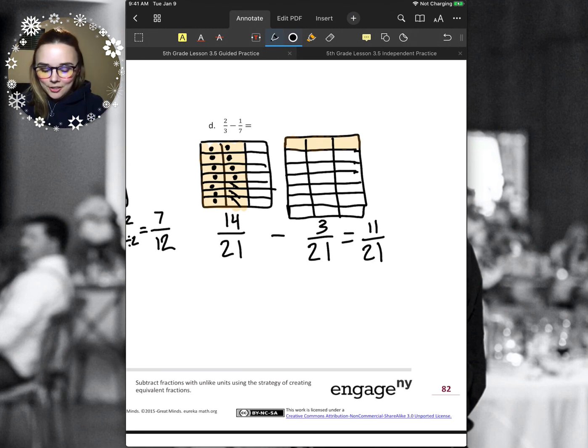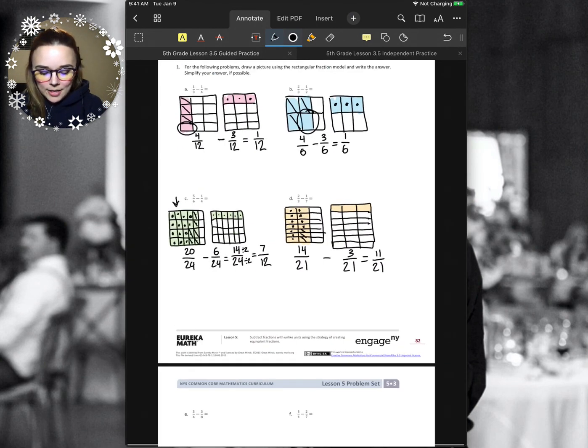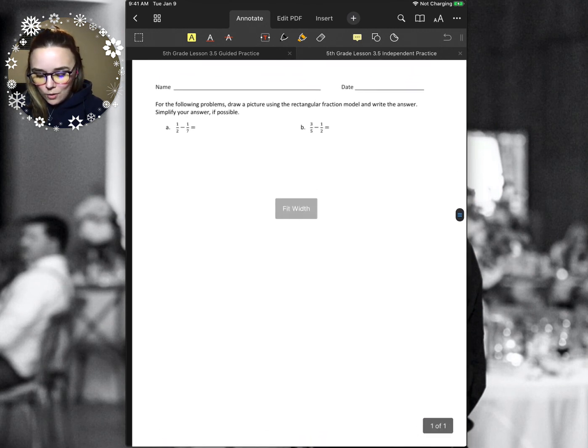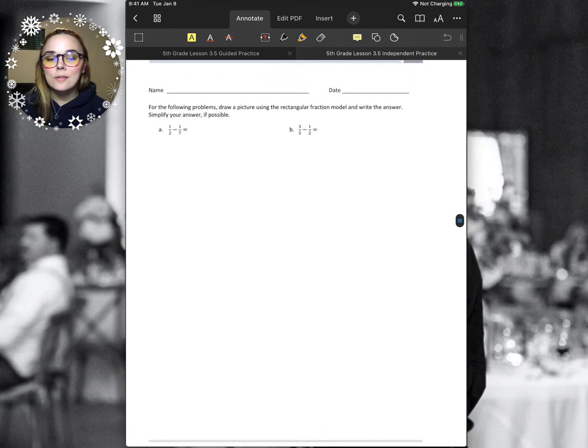Alrighty, let's take a look really quick at your independent practice. You only have 2 questions. You have 1/2 minus 1/7 and 3/5 minus 1/2. I want you to challenge yourself and try to simplify your answer if you need to. If simplifying your answer is a little tricky right now, don't worry about it. We can talk more about it another time.